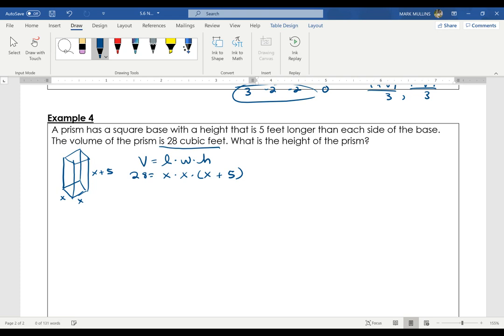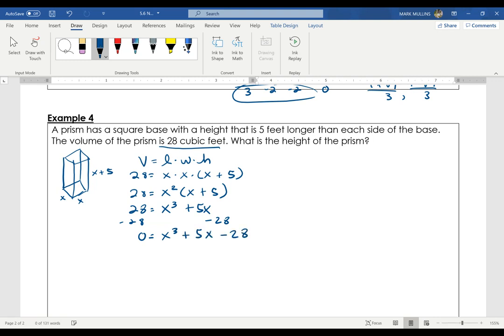So we need to go ahead and work this out and make it a polynomial. So this would be 28 equals x squared times x plus 5. Then we would distribute that. And then to solve, we'd have to subtract the 28 on both sides. And I'm still showing plus or minus on both sides because I want full credit from my teacher.